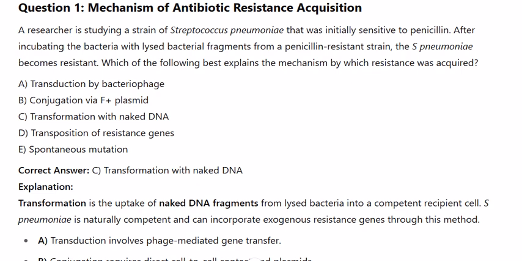A. Transduction by bacteriophage. B. Conjugation via F+ plasmid. C. Transformation with naked DNA. D. Transposition of resistance genes. E. Spontaneous mutation. Correct answer, C. Transformation with naked DNA. Explanation?